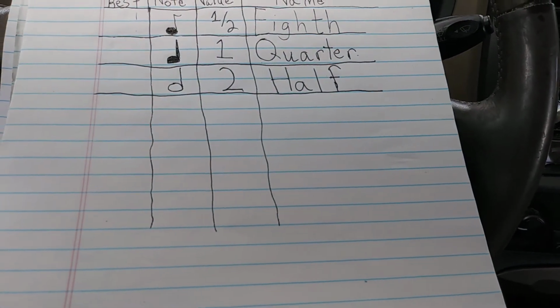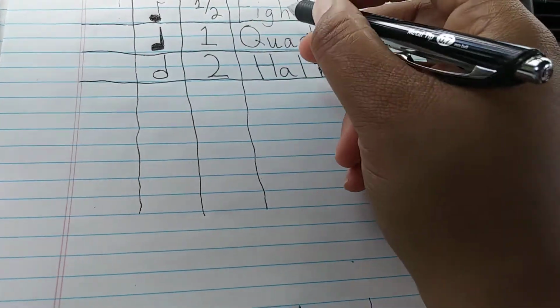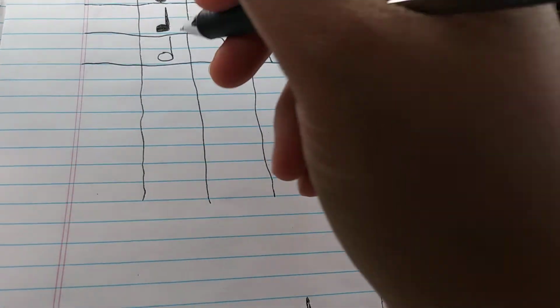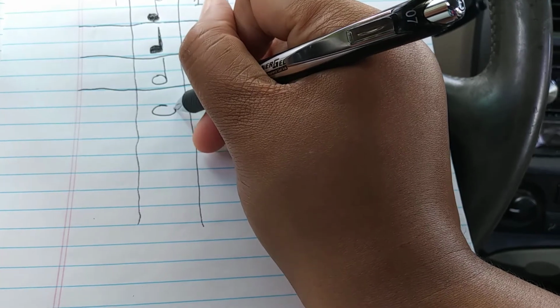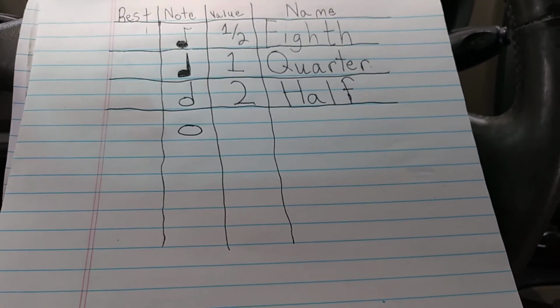All right, remember to pause if you need to do it so you can catch up with me. Here's the next one. We have an 8th note, a quarter note, a half note. Now I want to make a whole note. Watch this. Just make that oval around. And that's it. No line or anything. That's a whole note.